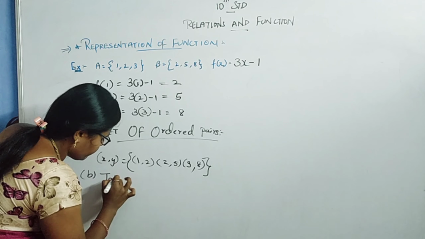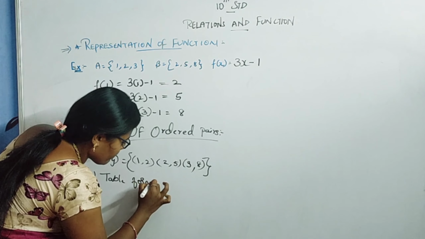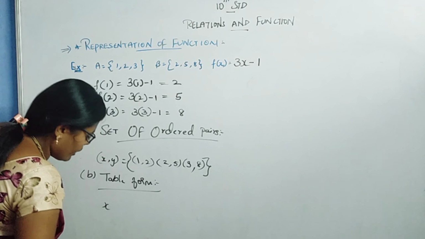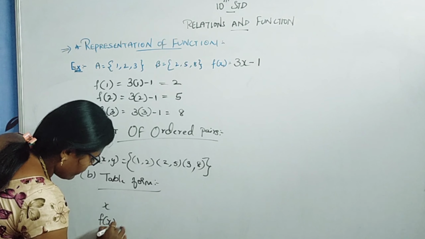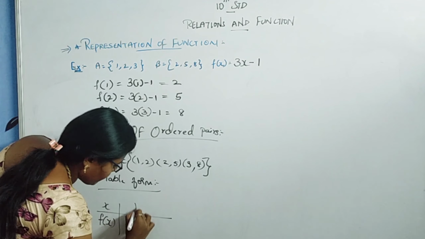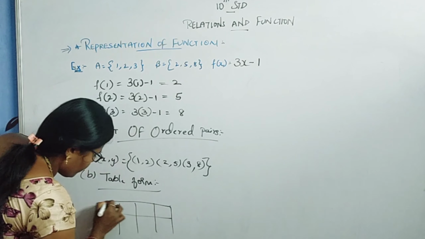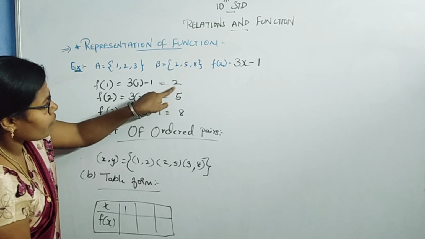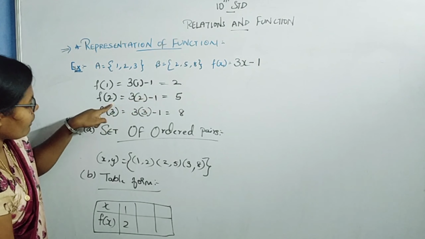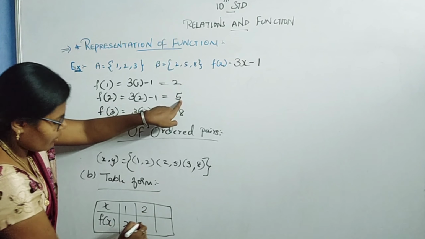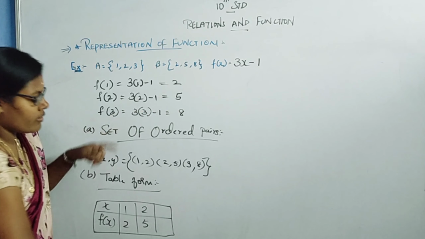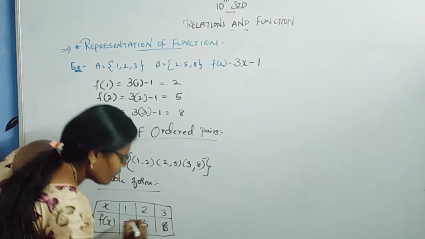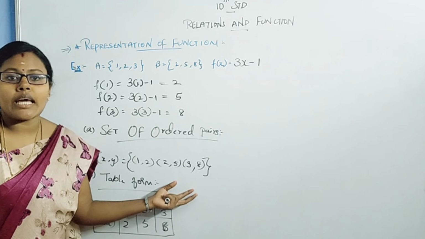Okay. So next way of representation is table form. So you have your x value here and f of x value here. So you have to make a table here. So when your x value is 1, your f of x value is 2. When your x value is 2, your f of x value is 5. When your x value is 3, your f of x value is 8. So this is how you will show the table form.